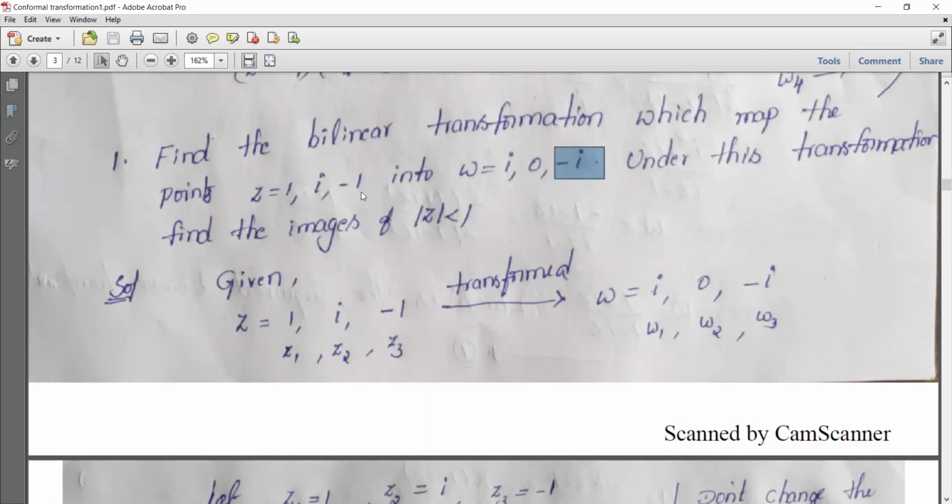Clear? So when you assume minus 1 as Z3, automatically you have to take minus I as W3 in W plane. So the order must be the same. Don't change the order. If you change the order, your transformation will be wrong. So 1, I, minus 1 transform to I, 0, minus I. In every problem, you should remember this before assuming Z1, Z2, Z3 and W1, W2, W3. Clear?